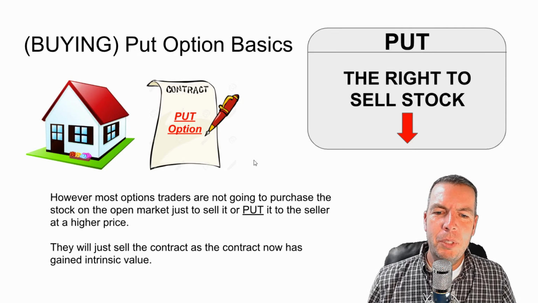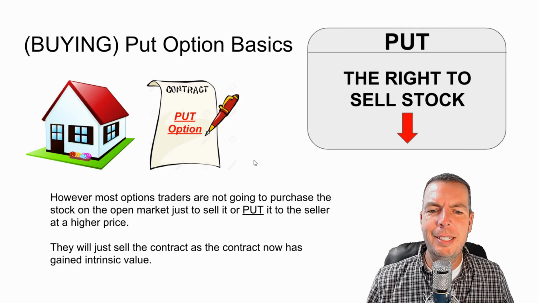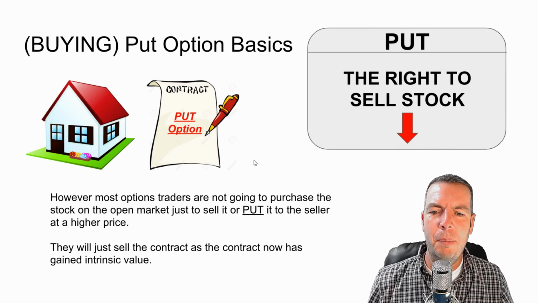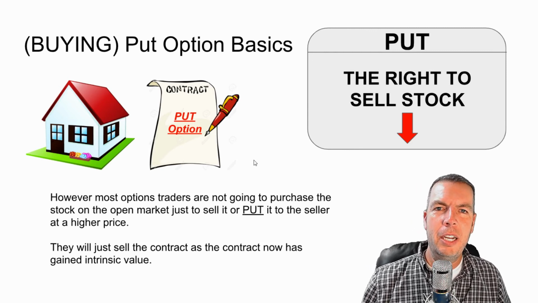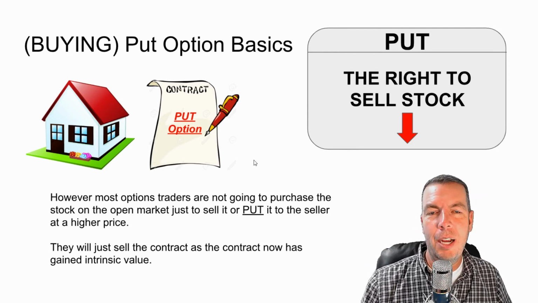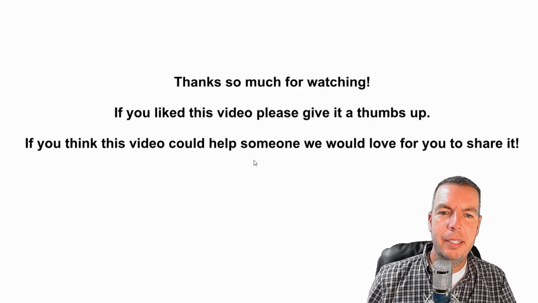So again, most option traders are not going to go out and purchase the stock on the open market just to sell it or put it to the seller at a higher price. They'll just sell the contract, as the contract now has gained value. They're not going to go out and buy that stock at the stock price. They're just going to sell their option contract.